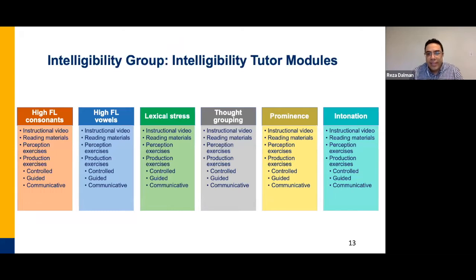The intelligibility tutor included 6 modules, and each module focused on teaching one specific intelligibility-based pronunciation feature. The first module focused on teaching high functional load consonants. The second module focused on teaching high functional load vowels. The third one on lexical stress. The fourth one on thought grouping. The fifth one on prominence. And the last one on intonation. Each module included instructional videos, reading materials, and a range of perception and production exercises.